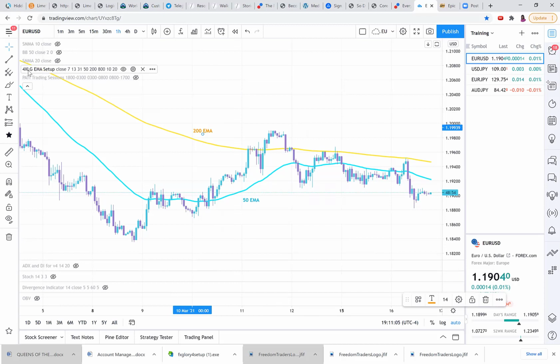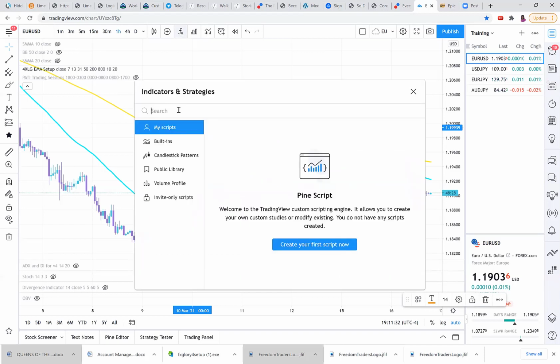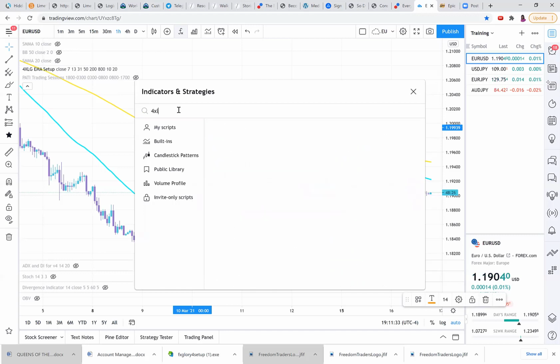I like this Forex LG EMA setup because if you're on the free version of TradingView, you're limited in terms of how many indicators you can have. So the cool thing about this indicator is that you can have lots of EMAs with one indicator. So you would come and select this FX icon. It says indicators and strategy. And you're going to type in 4XLG.